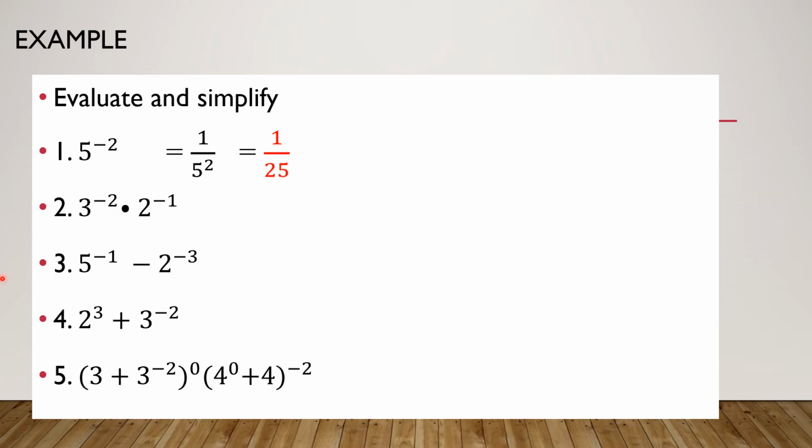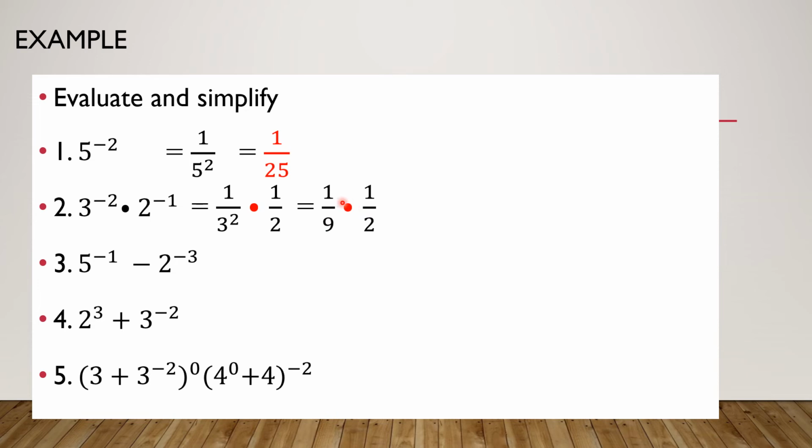How about number 2? We are going to evaluate each term. How about this one? 3 raised to negative 2 is 1 over 3 squared. 2 raised to negative 1 is equal to 1 over 2. Bakit po wala pong 1 dito? Understood na po na may 1 yan. Then, we're going to simplify. 1 over 3 squared is 1 over 9 times 1/2.